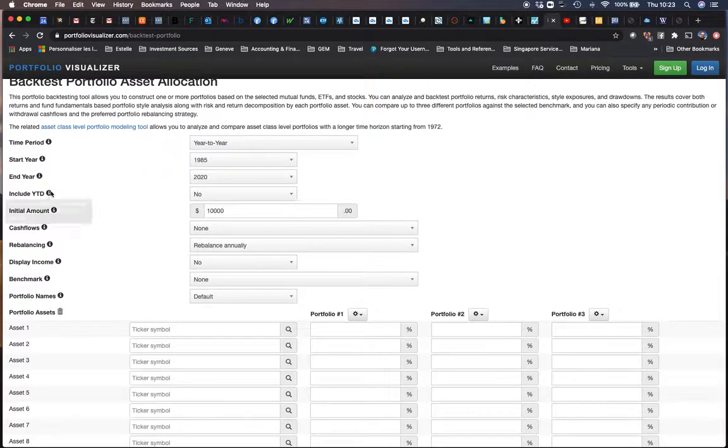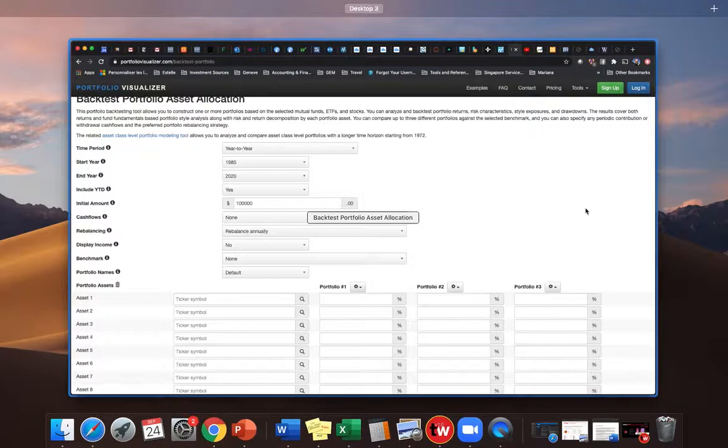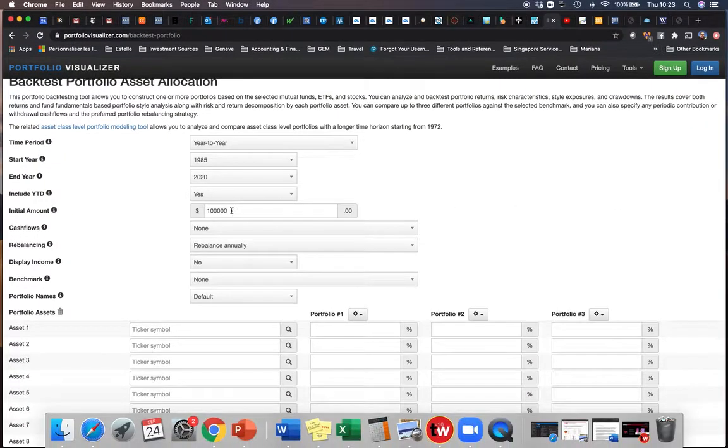We are going to include year to date, so I want data until the most recent period. That will be end of August 2020. For the initial amount of my equity, I'm going to put a standard number, 100,000. You can put 1 million as well, it doesn't matter.